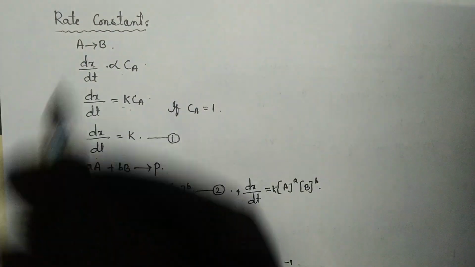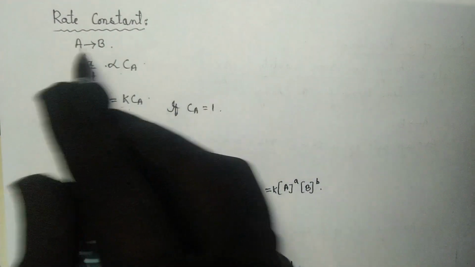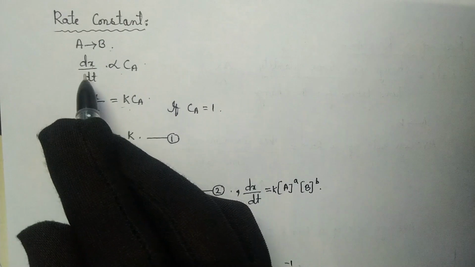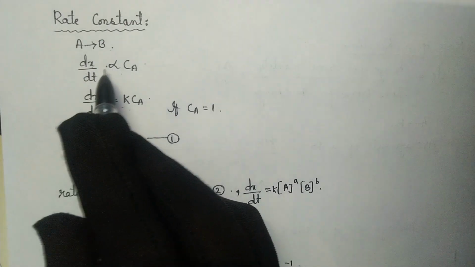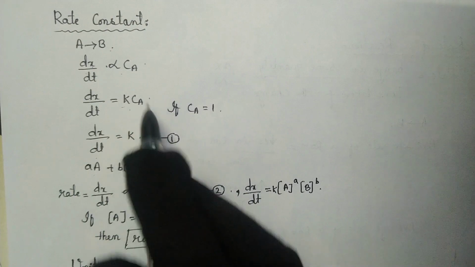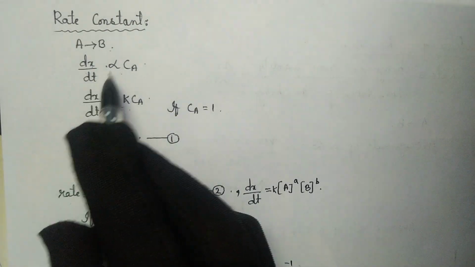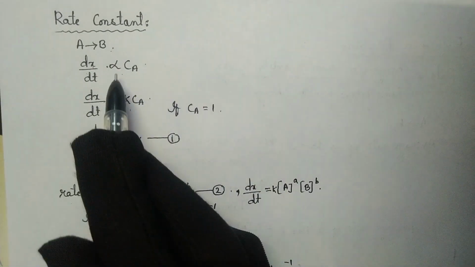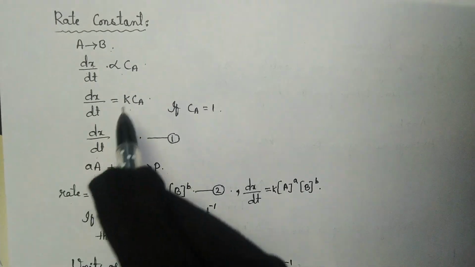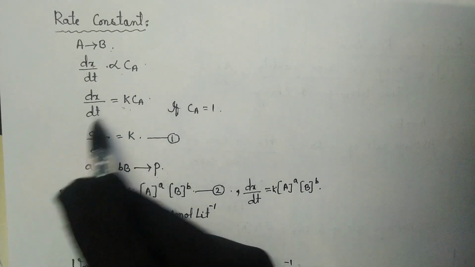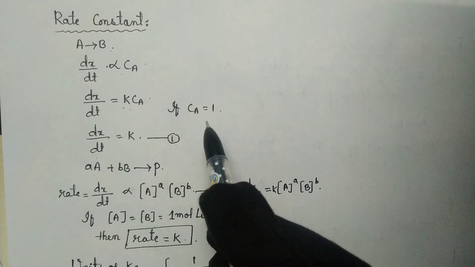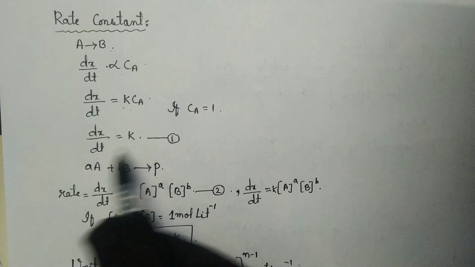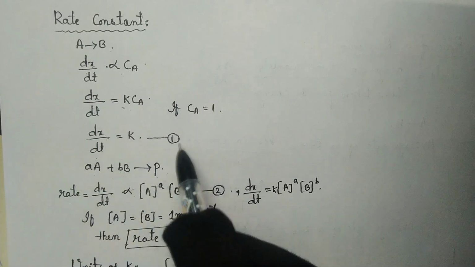Okay, now rate constant. So this is a chemical reaction. A gives rise to B, A is reactant and B is product. So the rate dx by dt is directly proportional to Ca. Ca is nothing but the molar concentration of reactant. If we remove the proportionality symbol, then we have to write the proportionality constant. So dx by dt is equal to k into Ca. If Ca is equal to 1 mole concentration, then dx by dt is equal to k, that is rate is equal to rate constant. That is equation number 1.